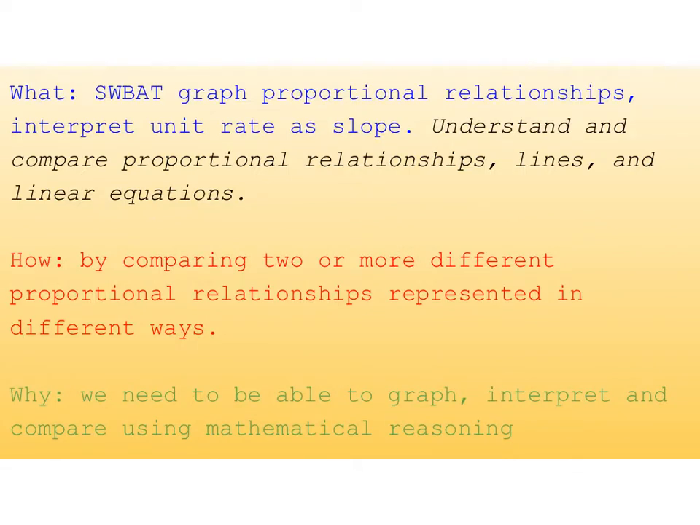Alright guys, so it's still 8.EE.B5. We're going to graph proportional relationships, which you guys can do. Interpret unit rate as a slope. So the slope here, very big, rise over run. And today we're going to focus on understanding and comparing proportional relationships. Compare. Okay, that's a big one. And we'll see why here.